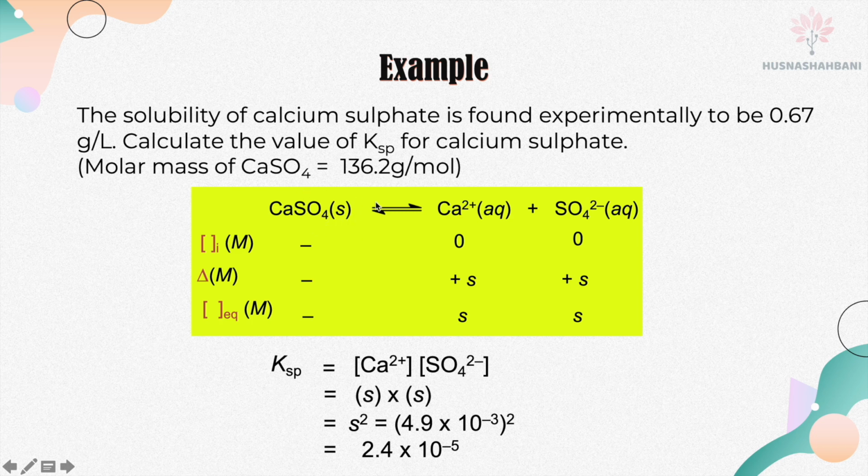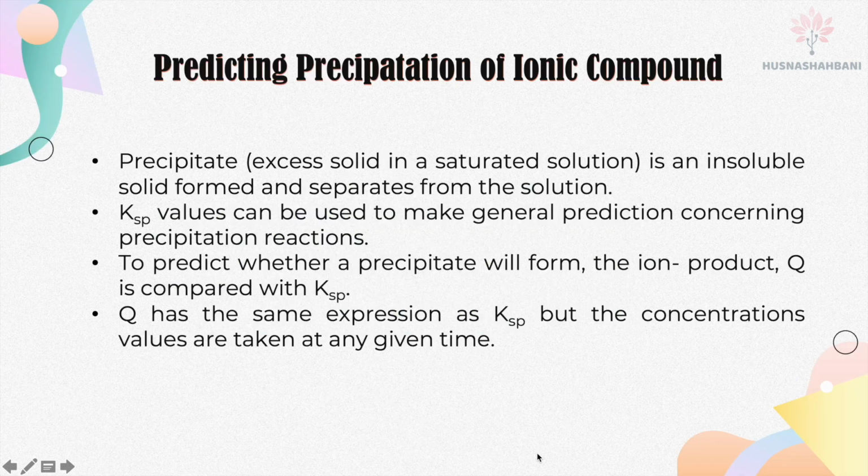Calcium sulfate dissolves to become Ca2+ and SO4 2-. Initially there is no product at all, 0. Change in concentration plus S, we use the symbol S for solubility. And then at equilibrium concentration is S for both Ca2+ and SO4 2-. Substitute the value of S. S times S becomes S squared, so 4.9 times 10 to the power of negative 3, squared. The answer for Ksp is 2.4 times 10 to the power of negative 5. So this is the Ksp value.